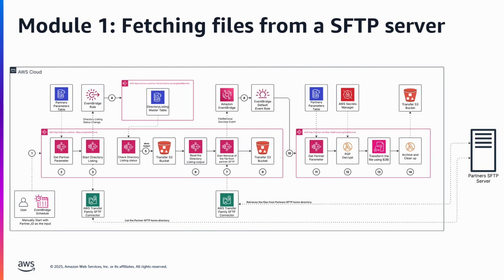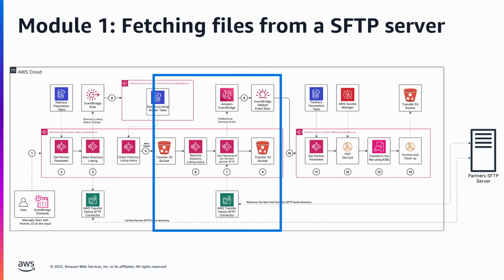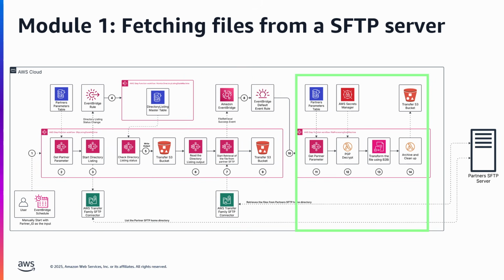In Module 1, we create a workflow that will retrieve files from a remote SFTP server using Transfer Family SFTP connectors. The workflow starts by looking up the partner's parameters from the DynamoDB table and then invokes the SFTP connector to list files stored on the remote server. If files are present, the files in the file list will be transferred from the remote SFTP server to S3, where post-processing steps will then begin. In this case, for post-processing, we will decrypt the PGP encrypted files and transform file type using our B2B converter.